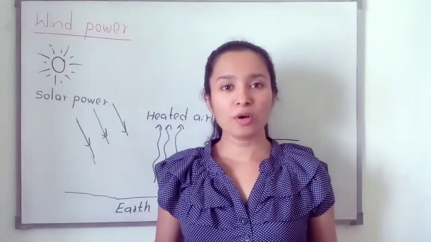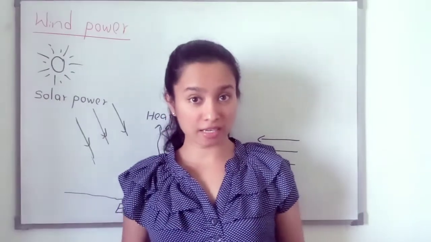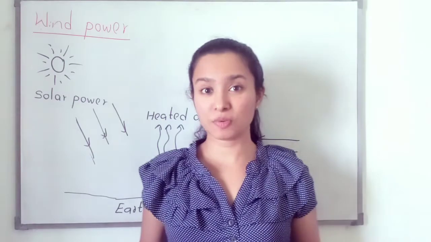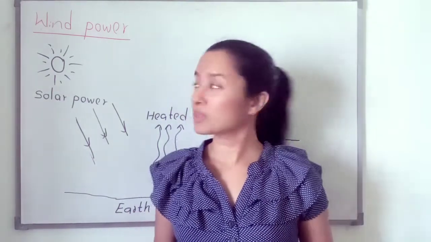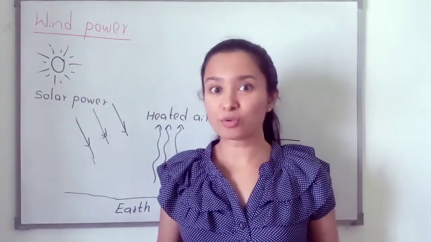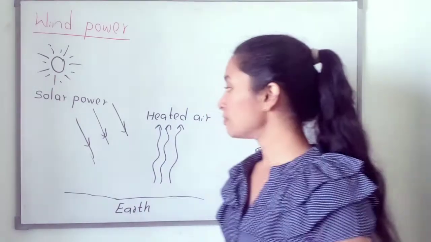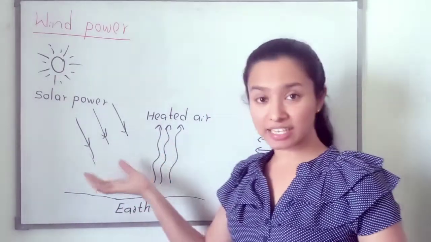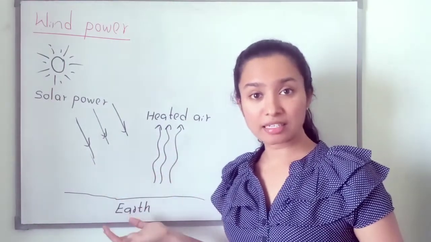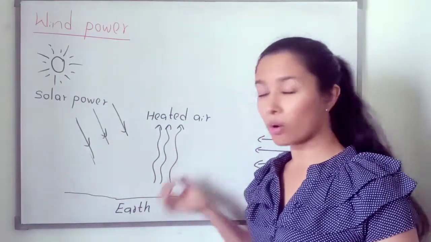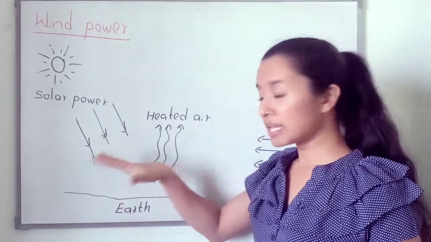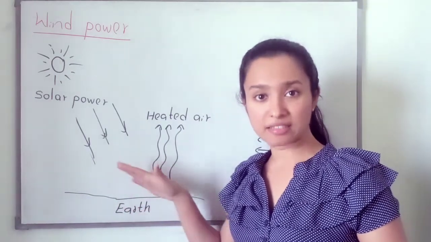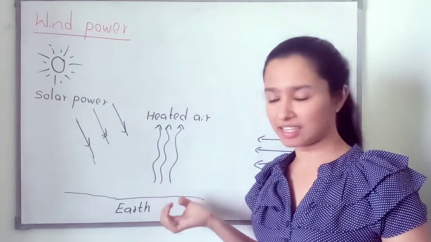Sources. So in the previous video we discussed solar power, and today in this video we are going to talk about wind power. Do you know what is wind? Because of solar power, solar radiation comes to our earth. So because of this solar power, many places on our earth get heated.